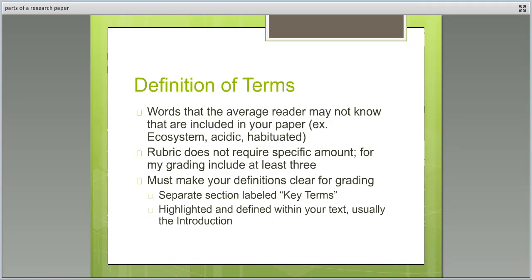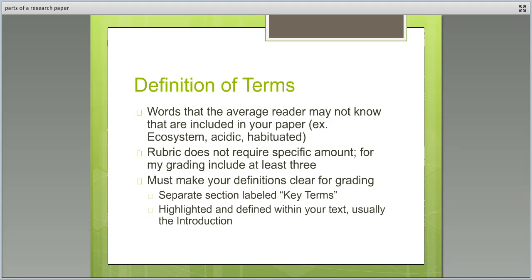Another thing that you will be graded upon in the rubric is definition of terms. These are just words that the average reader may not know that are included in your paper. Some examples would be ecosystems, acidic, habituated. On the coral reef example, you could define coral reef or climate change. The rubric does not require a specific amount of terms to be defined, but for my grading purposes, include at least 3 terms in your paper.